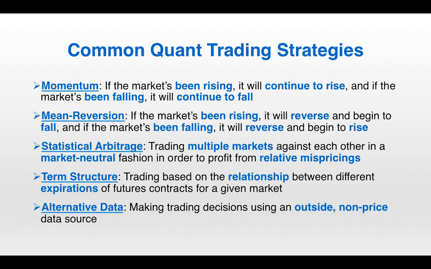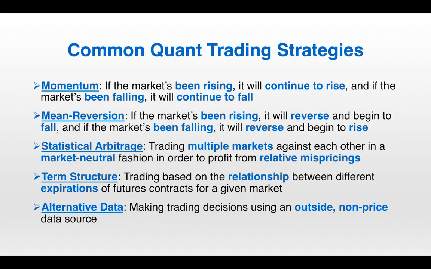And then we went through a whole bunch of examples of quant trading strategies. We broke them up into 5 categories: momentum, mean reversion, statistical arbitrage, term structure, and alternative data. Momentum strategies operate under the assumption that if the market's been rising, it will continue to rise. If the market's been falling, it will continue to fall.